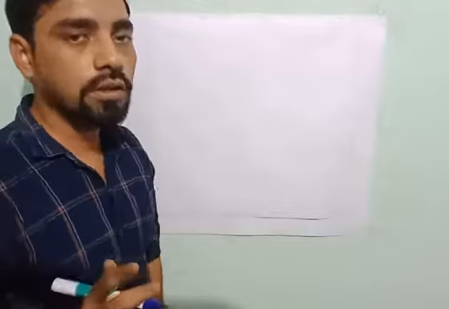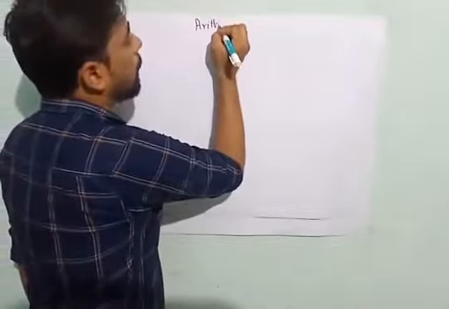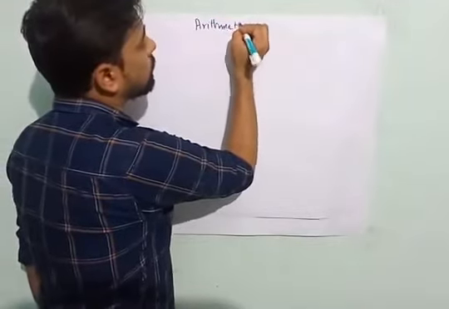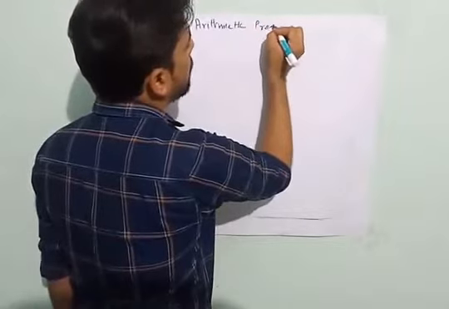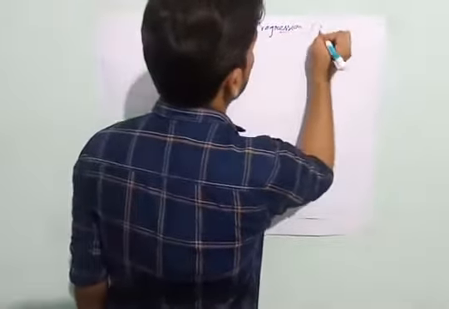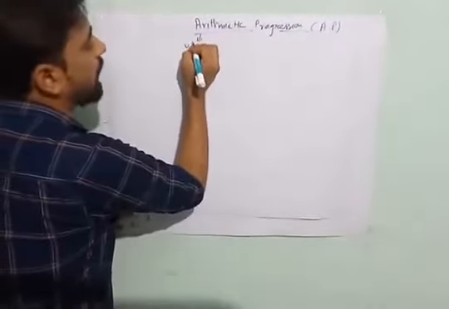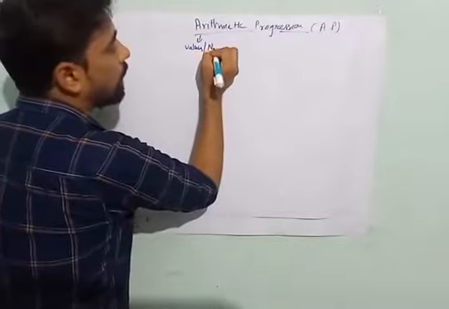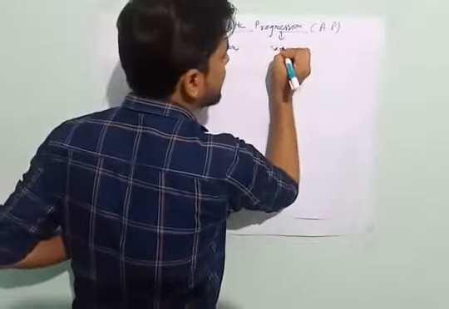We are going to study about the AP, arithmetic progression. In short, we also call it AP. Here, arithmetic means values or numbers, and progression means a series.